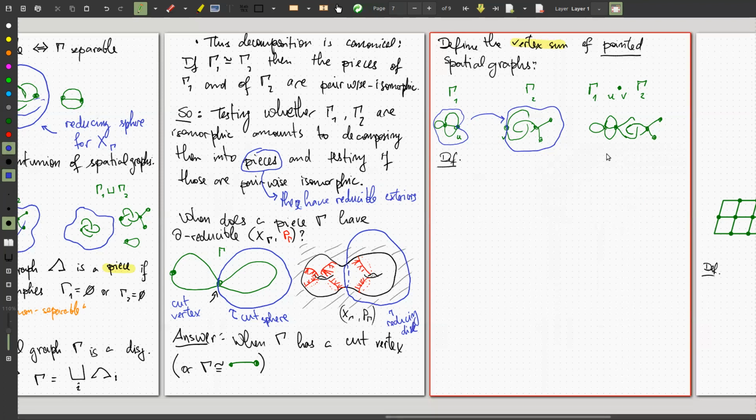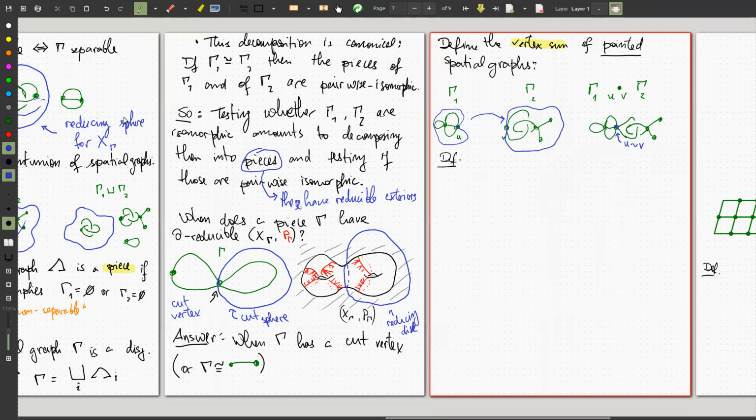So here, on the right hand side, I can highlight this new vertex that you get from the identification. It's the result of gluing u to v, right?